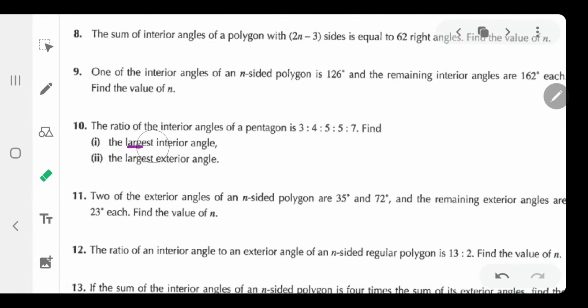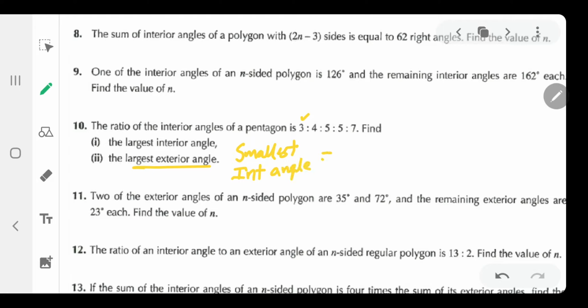Now we are interested in finding the largest exterior angle. To have the largest exterior angle, we must have the smallest interior angle. What is the smallest ratio of interior angle? It is 3. So what I have to do is first find the smallest interior angle.